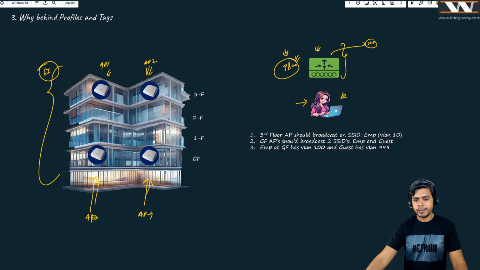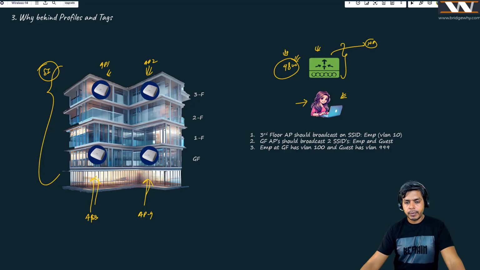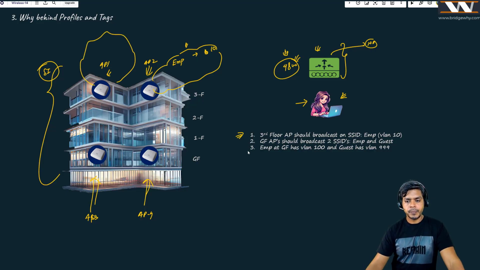This is the whole sole purpose of this exercise. Point number one, the requirement is that the third floor AP should broadcast an SSID, only one SSID, right? And the SSID name is employee. So when the third floor APs broadcast an SSID, its name should be employee. And this SSID should be mapped to VLAN number 10. As simple as that.